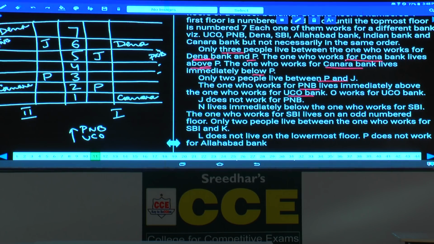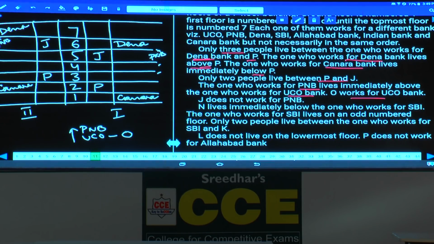Are you following this one or not? J cannot be this one. And UCO Bank and PNB must be together. Hence how many possibilities do we have, tell me? And UCO Bank is what? O works for UCO Bank. As O works for UCO Bank, tell me the different possibilities.